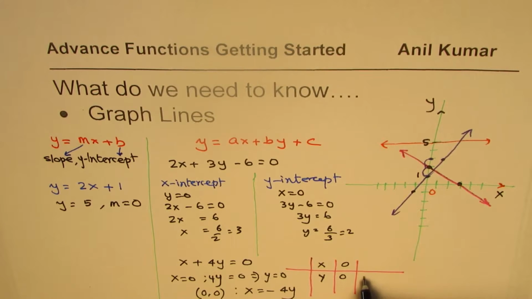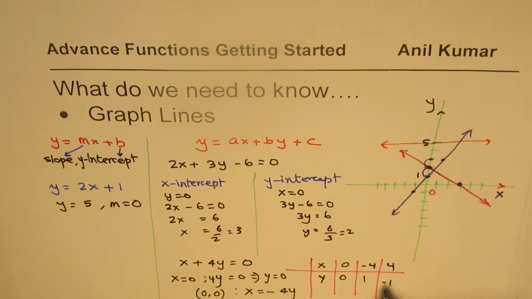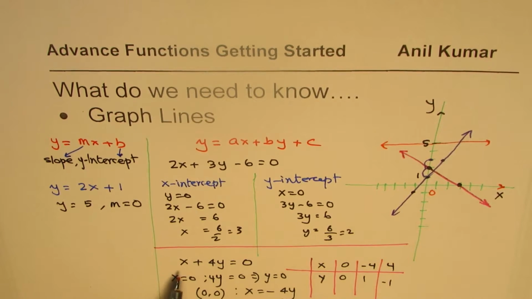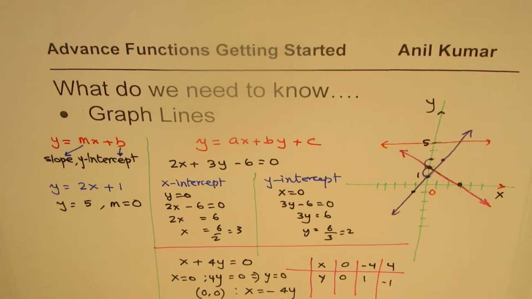Let's take y as 1. In that case, x will be minus 4. And if I take y as minus 1, let us say, then I'll get plus 4. So plotting these points will give us a line which represents the equation which we are working on, which is x plus 4y equals 0, right? So let us see how to sketch it.